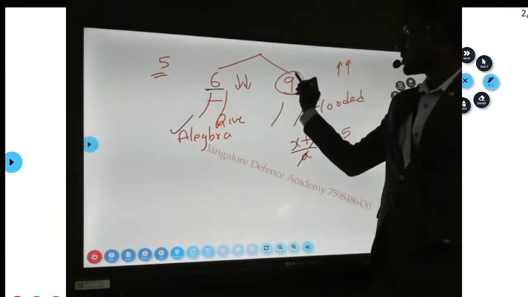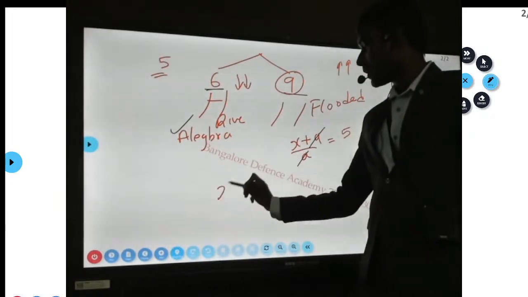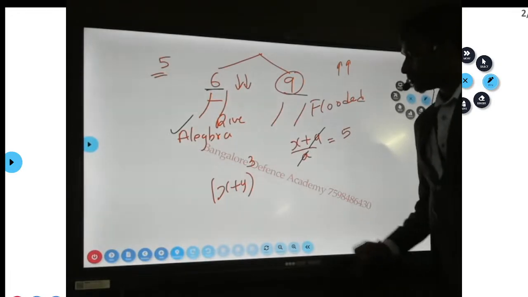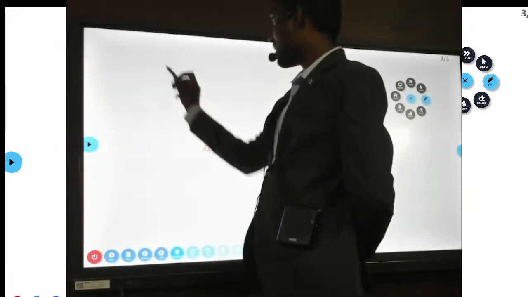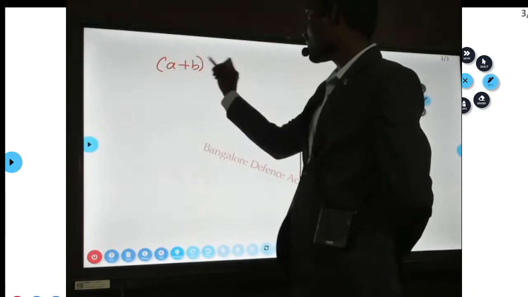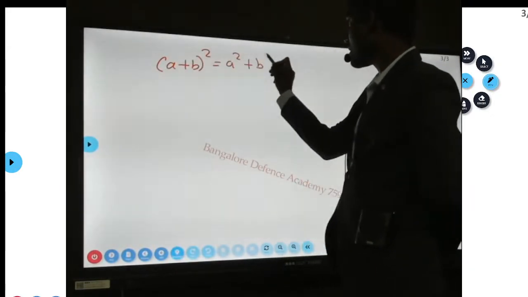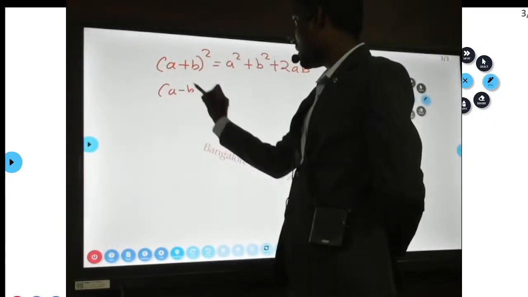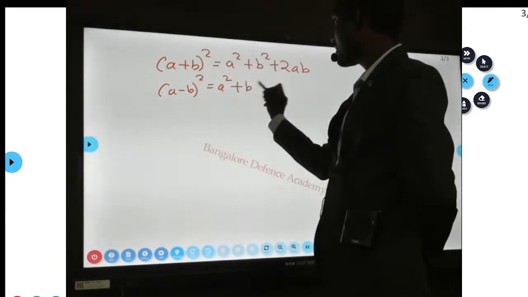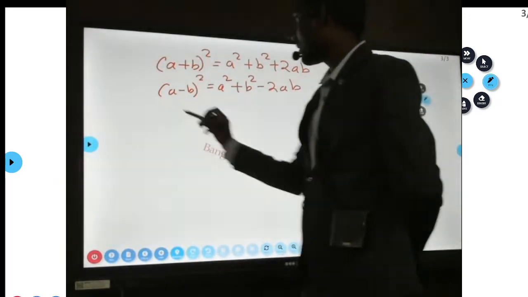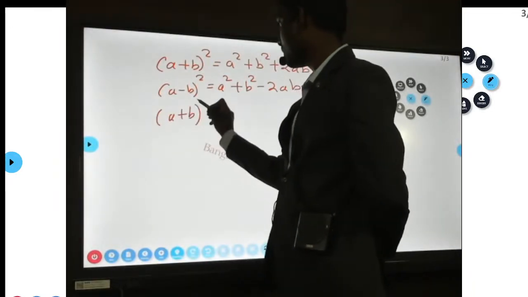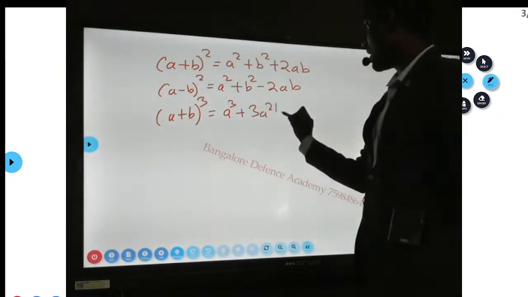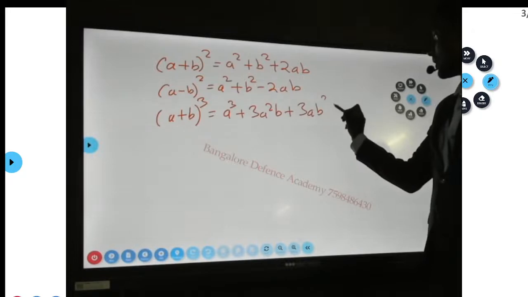The moment you go to 9th standard, you will have polynomials like this: x plus y to the power of whole cube. What is the formula? Write down the algebra formulas. a plus b the whole square is equal to a square plus b square plus 2ab. Next, a minus b the whole square is equal to a square plus b square minus 2ab. The same thing now for a plus b the whole cube. a cube plus 3a square b plus 3ab square plus b cube.